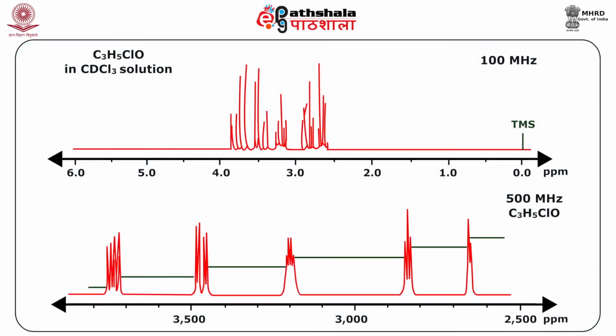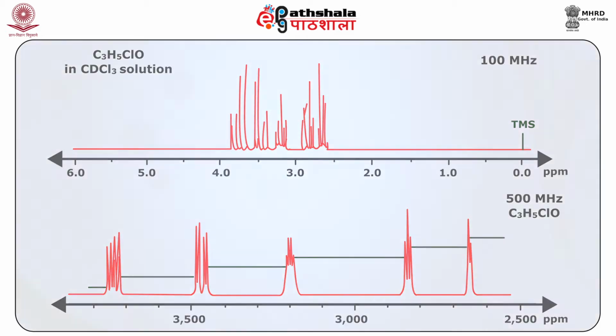In the figure which is given, I will discuss it. NMR spectra of C3H5ClO are shown at 100 and 500 MHz instruments respectively. It is clear that at high field strength, that is 500 MHz, the multiplets have larger separation and thus give better resolution. Now you can see how the resolution changes and how the spectrum looks much better at 500 MHz than when it is done at 100 MHz.